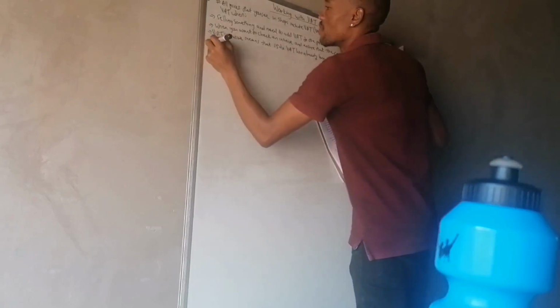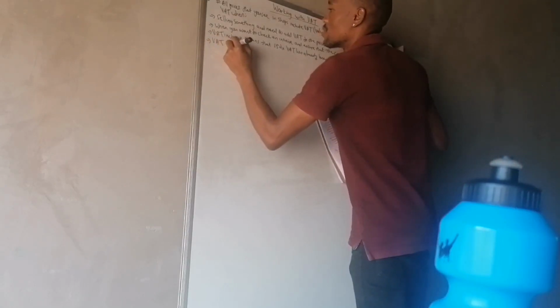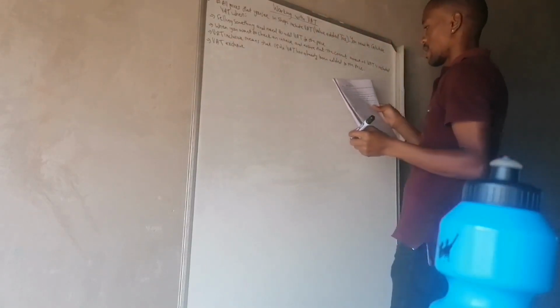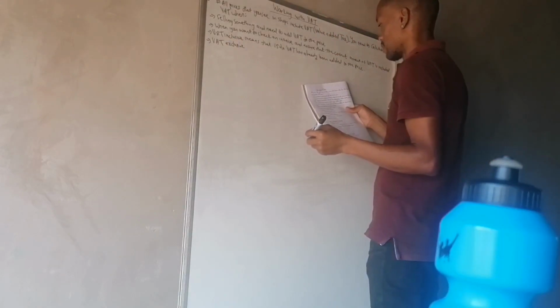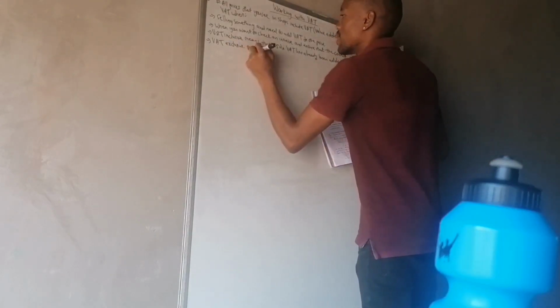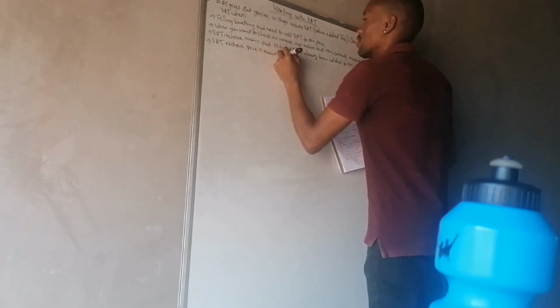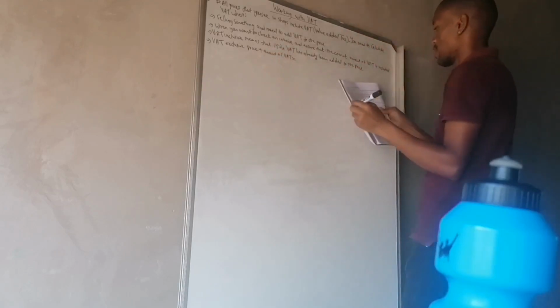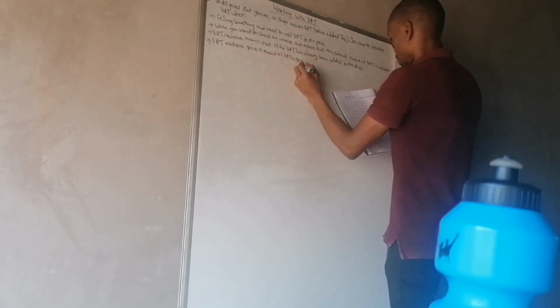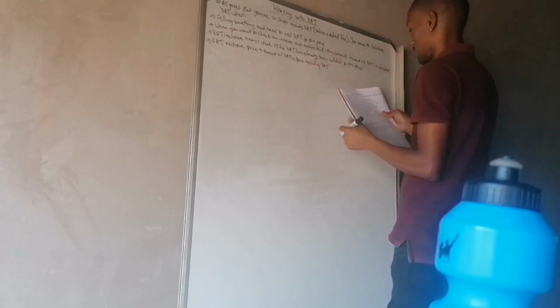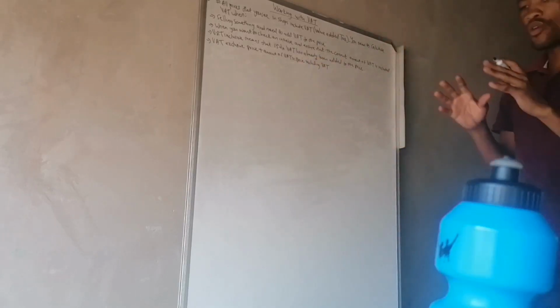And then VAT exclusive. VAT exclusive price plus amount of VAT is equal to price including VAT. This is all the theory that revolves around VAT for a grade 12 learner.